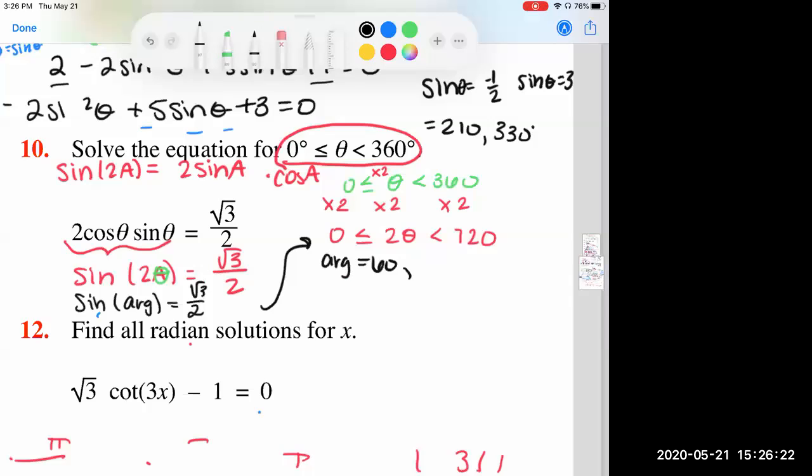And it's also positive square root of 3 over 2, I messed up. That was good, at 120. But because we're multiplying by 2, we want 2 revolutions around the circle. So for each one, we're going to add 360. So 60 plus 360, we have 420. And 120 plus 360, we have 480, not 840, 480. So those are our answers within 2 revolutions.